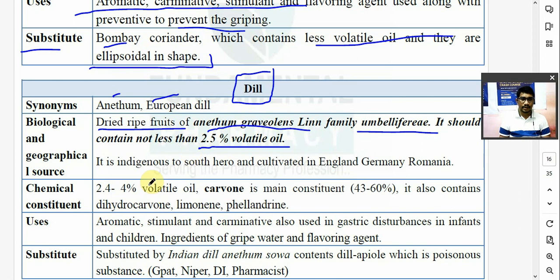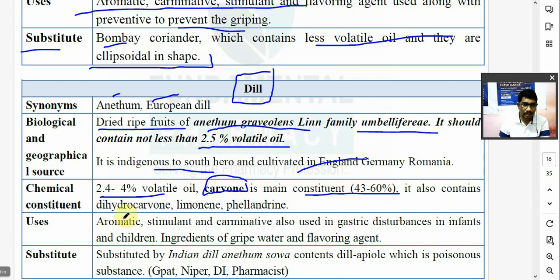It is indigenous to South Europe, cultivated in England, Germany, Romania. Chemical constituent: 2.4 to 4% volatile oil. The main constituent is carvone, 43 to 60% of the volatile oil. It also contains the hydrocarbon limonene. It is used as an aromatic stimulant, carminative, used in gastric disturbances in infants and children. If a child has an upset stomach, they give dill water, gripe water. It is an ingredient of gripe water and a flavoring agent.